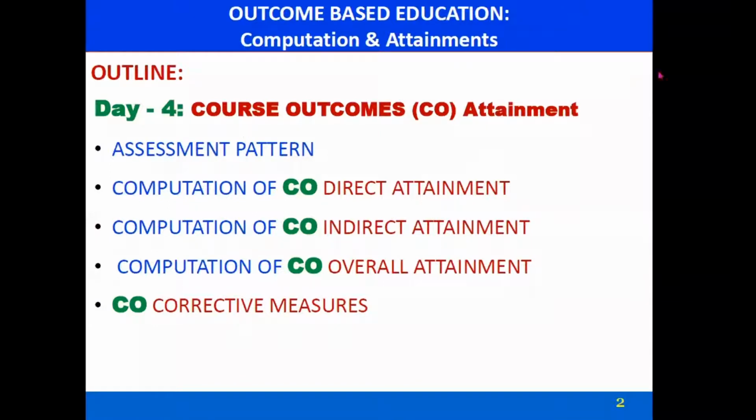Now in this, we will continue by reviewing the assessment pattern, then computation of CO with direct attainment, then computation of CO with indirect attainment, then computation of CO overall attainment. Then after completion of the calculation of attainment of a particular course, the CO corrective measures for that particular course based on the attainment results.